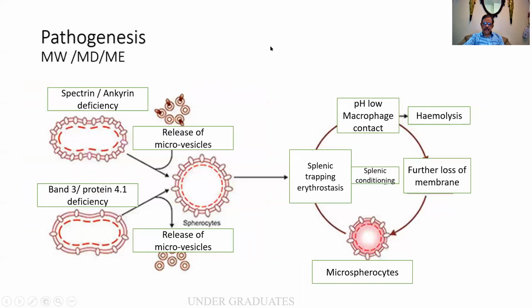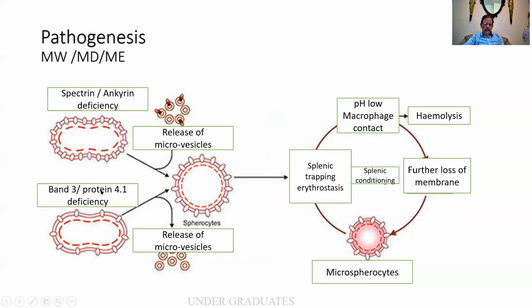This is a very important pathogenetic diagram which you people shall and will draw. So this is a normal RBC, but in the case of spectrin or ankyrin deficiency or any of the cytoskeletal abnormalities, you find that there will be blebs and small microvesicles are being released. These microvesicles are all devoured or eaten up by the phagocytic cells. And the cell becomes smaller and smaller, it becomes a spherocyte. As I told you earlier, the spherocyte is the smallest cell that is possible.